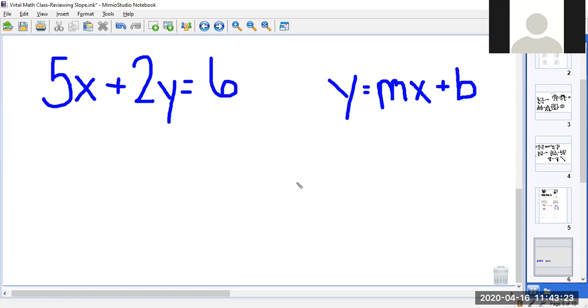Now the first thing that we have to do is what? Does anybody remember the first step in changing this equation to this format? We actually went over this right before Auntie Rona and Uncle Virus came to stay.